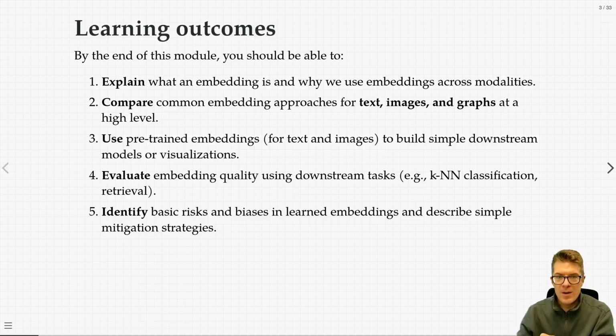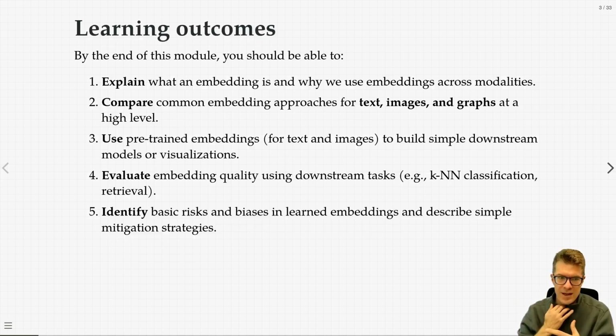You ought to be able to compare embedding approaches for text, images, not really graphs, but to some extent graphs too, at a very, very high level for graphs, maybe somewhat deeper for the other modalities. You ought to be able to use pre-trained embeddings for text and images to build simple downstream models or visualizations. We did this at the very end of Module 40 when we talked about representations.